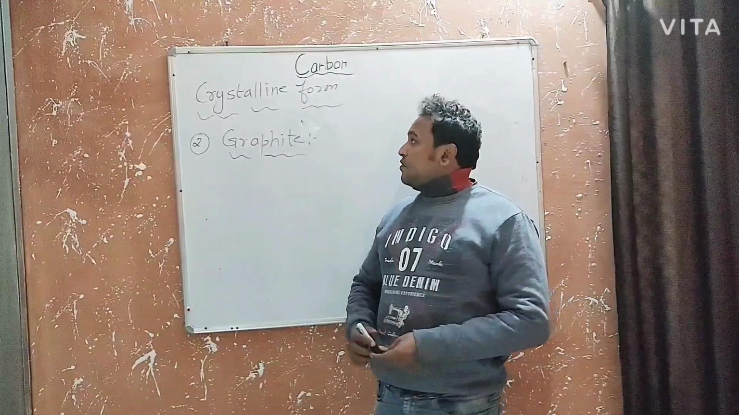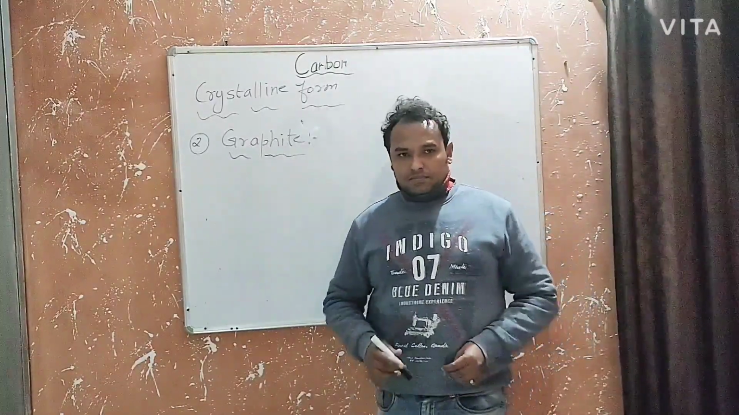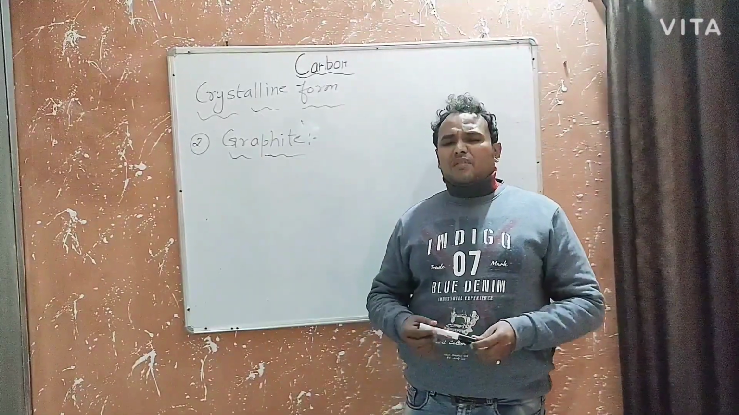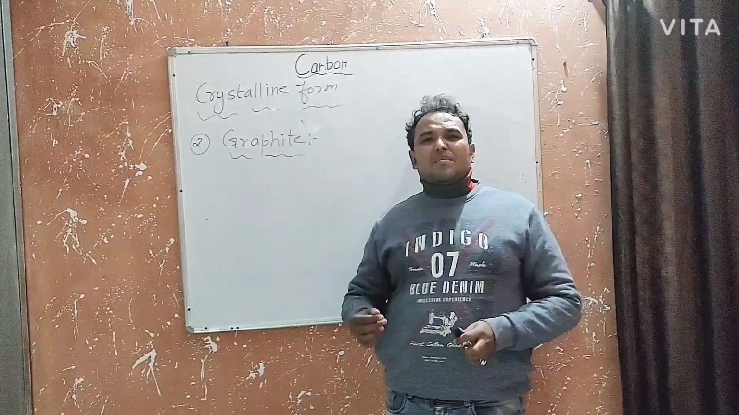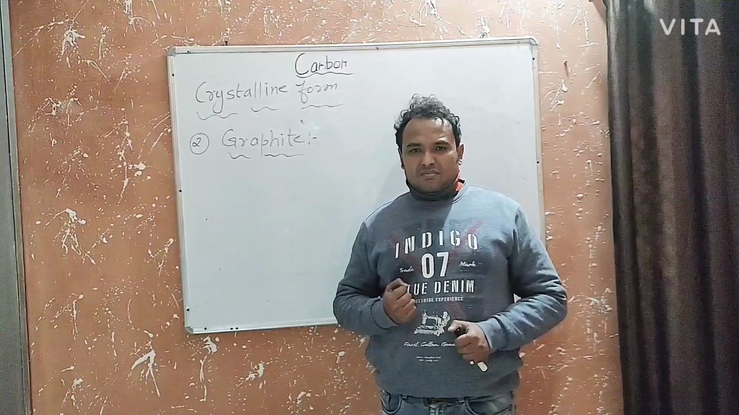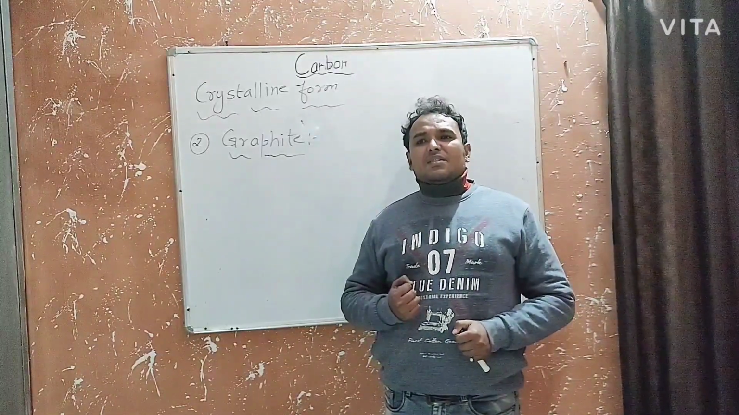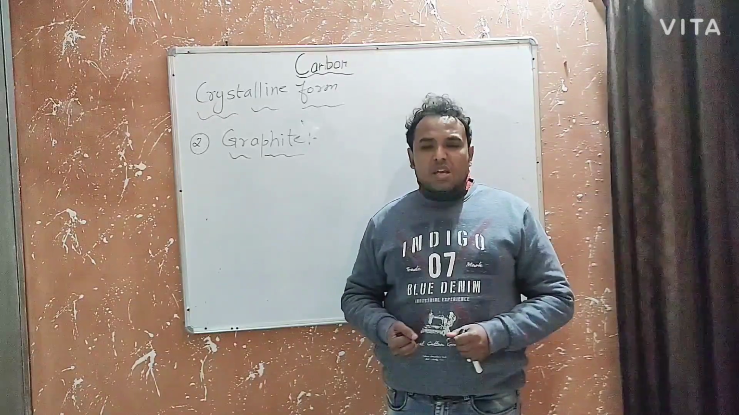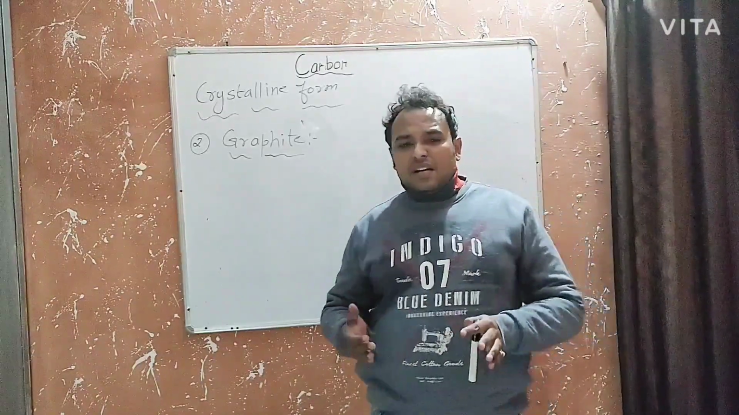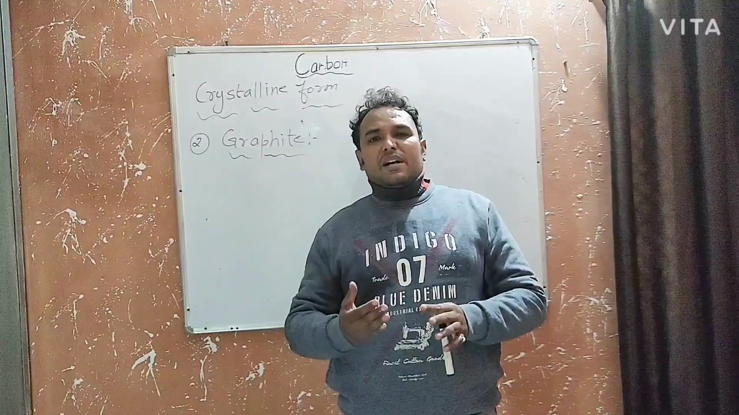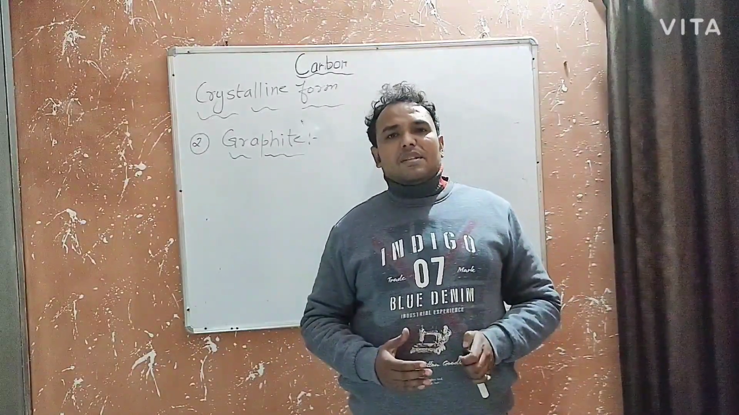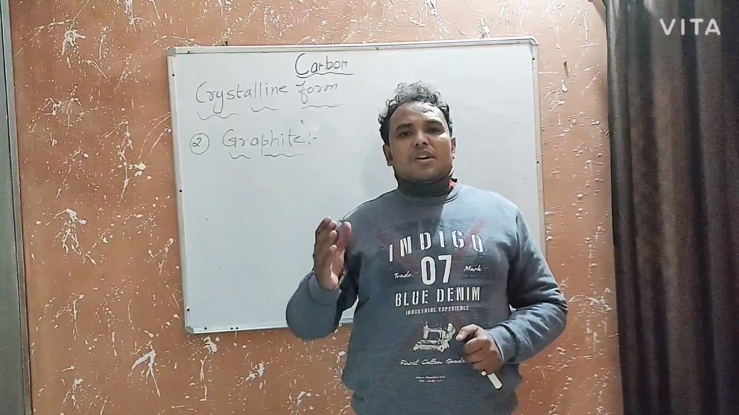The second crystalline form of carbon is graphite. Graphite is used in many places. The very common use is for making pencil lead. But the pencil lead is not pure graphite. It is mixed with clay. If you see the structure of graphite, one molecule of graphite is made up of 6 carbon atoms. That means it is hexagonal in structure.